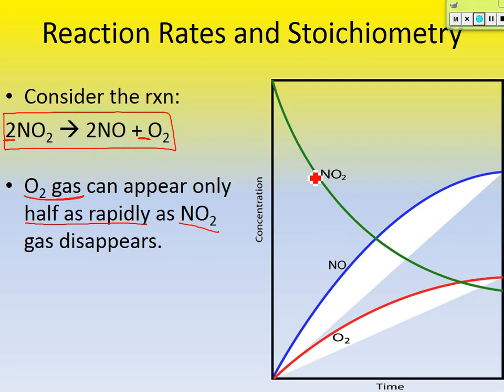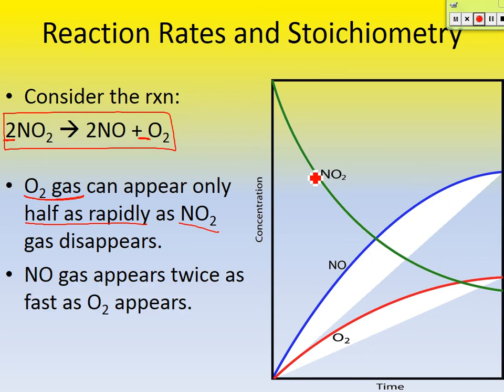Here's another way to look at it. If you look at the other product, nitrogen monoxide, well, it says here nitrogen monoxide gas appears twice as fast as O2. Again, let's look at the graph. This blue line has twice the slope of the red line. How come? Goes back to the stoichiometry again. For every 2 moles of nitrogen monoxide that form, there's only 1 mole of oxygen that forms. So we're forming twice as much. And so that's going to appear twice as fast as the oxygen.